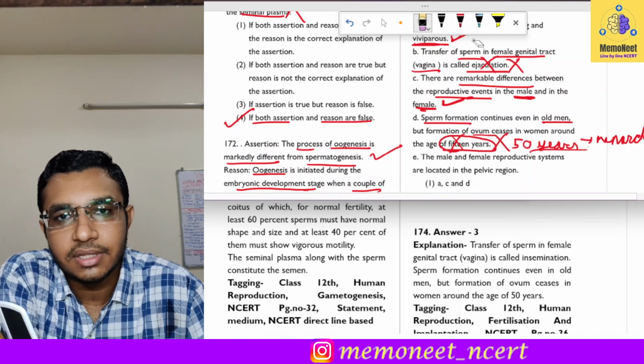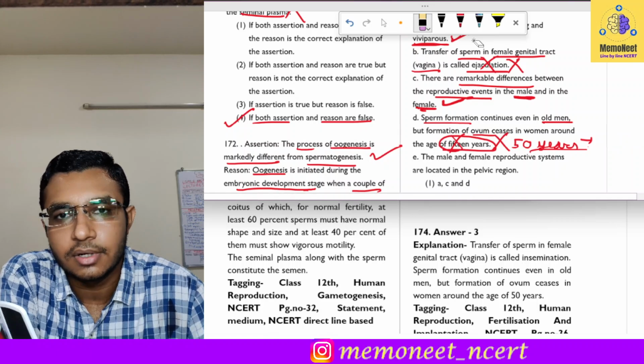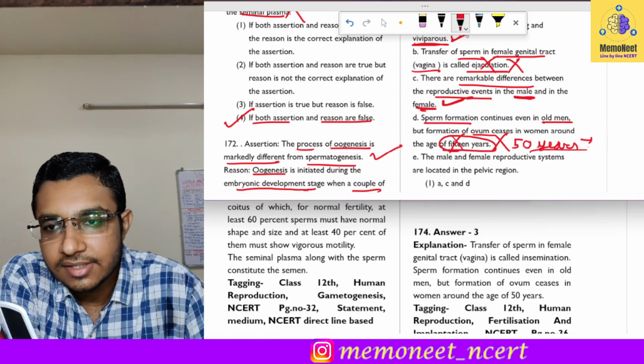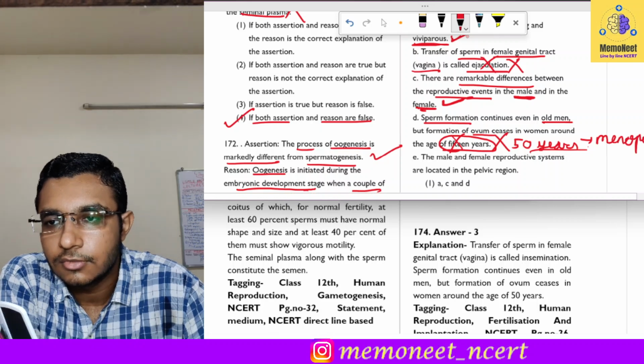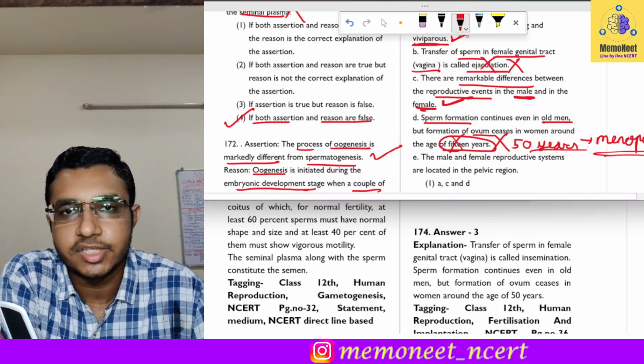That's the age when there is menopause. I'm really sorry, I'm correcting myself. That's the age when they undergo menopause, which is the last menstrual cycle.